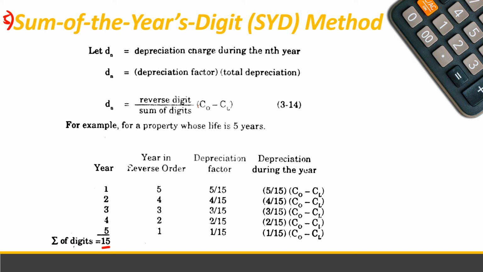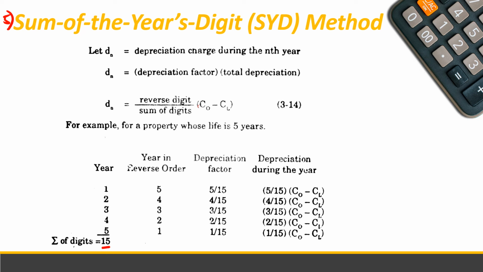So year 1, 2, 3, 4, 5. So the sum of digit is 15. So you will reverse the order of the digit. So first year to 5 year pababa. So 1 is to 5, 2 is to 4. So babaliktarin mo lang siya. I-reverse mo lang yung order.